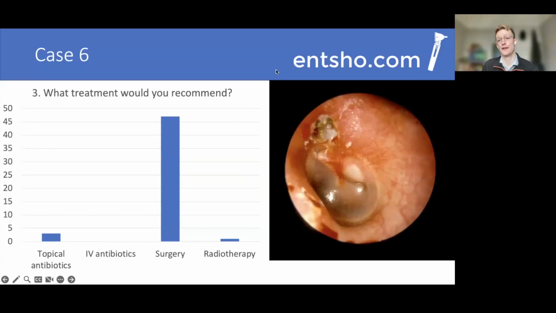Yeah, surgery is the definitive treatment. Topical antibiotics have a role if you've got superadded infection, but cholesteatoma is not an infection, and the smelly discharge is classic of cholesteatoma. It's not malignant, so it's not something you treat with radiotherapy, but it is locally invasive, so surgery is the recommended treatment. And there are different surgical approaches depending on the extent of the cholesteatoma and obviously the patient's anatomy.